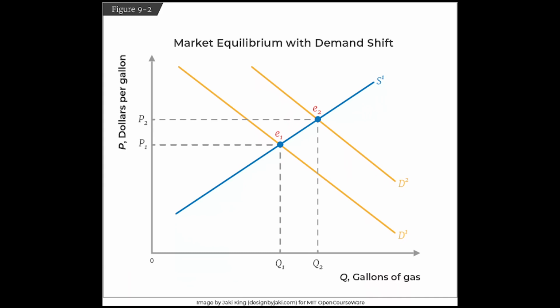What does that mean? That means that at the previous equilibrium price, if the price stayed at P1, what would happen? Well, we'd no longer be in equilibrium because firms would still be happy to supply Q1 units of gas, but people would want way more than that. We would have excess demand. If the price didn't change, there would be excess demand. People would want more than the Q1 units of gas.